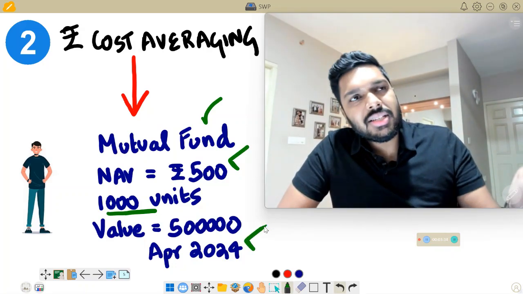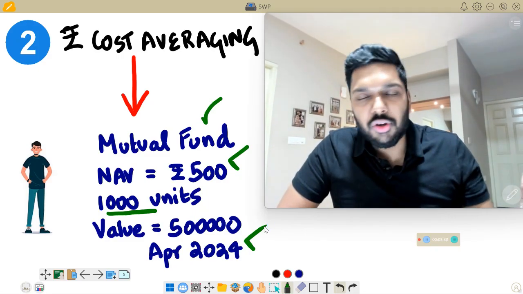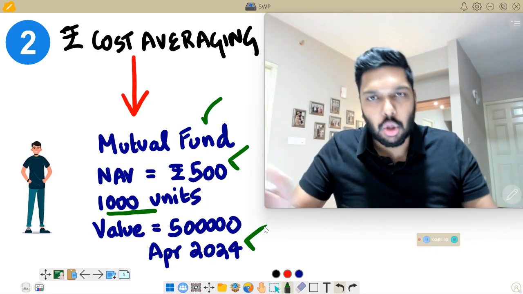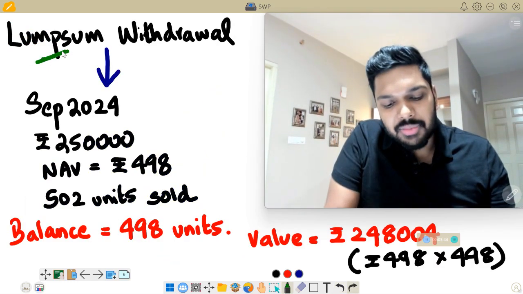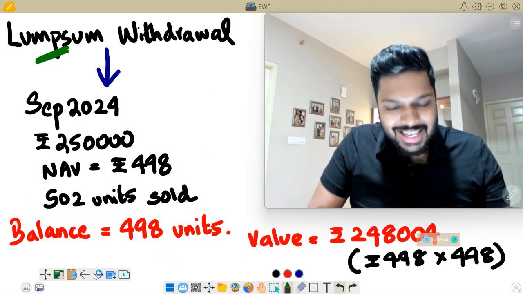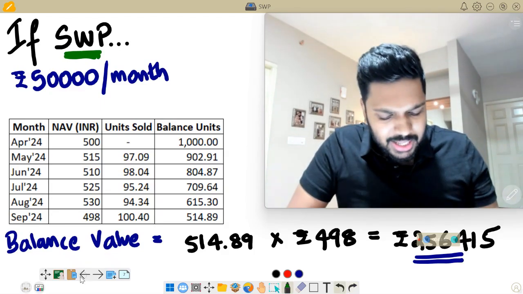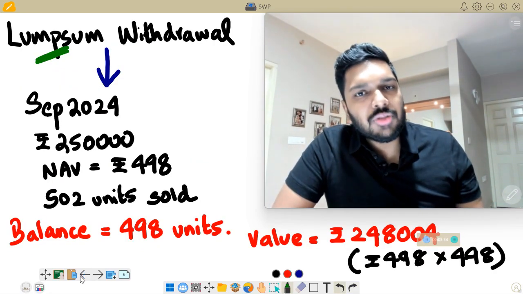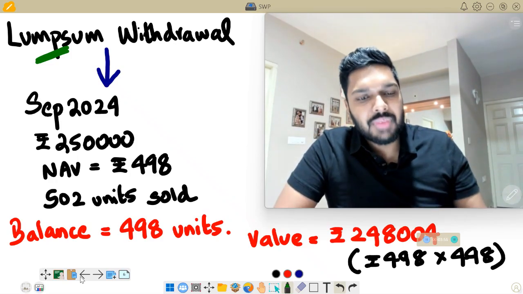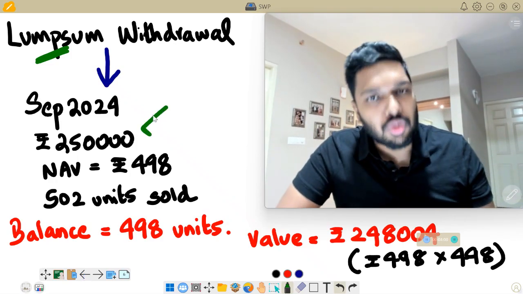Now, say 6 months down the line in September, you're thinking of withdrawing for your personal needs and you're thinking of the withdrawal options. There are 2 options that come in front of you. One is the lump sum withdrawal option, and the second is the SWP or Systematic Withdrawal Plan option. Let's talk about the lump sum withdrawal option first. Say in September 2024, 6 months down the line, for some particular personal need, you want to withdraw 2,50,000 rupees.